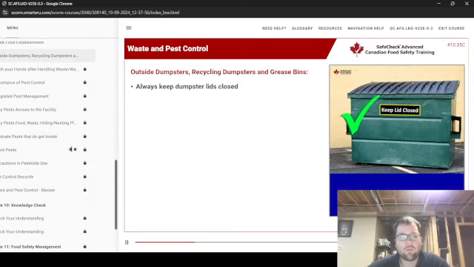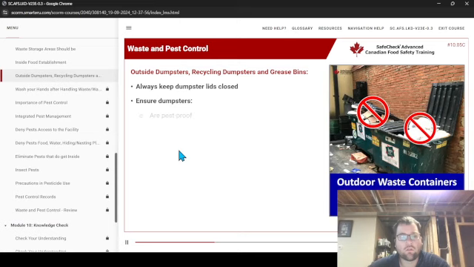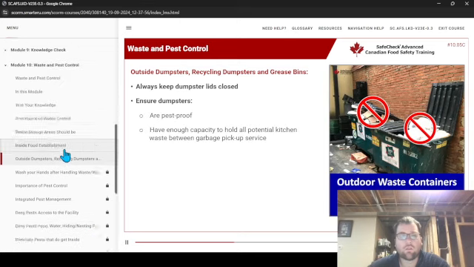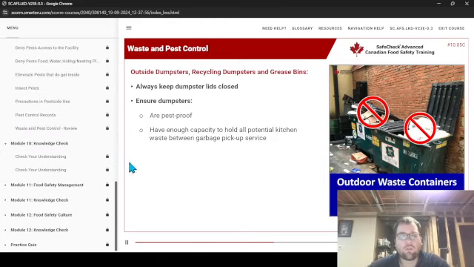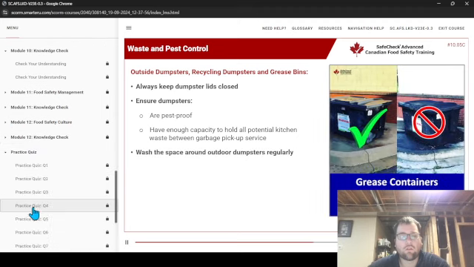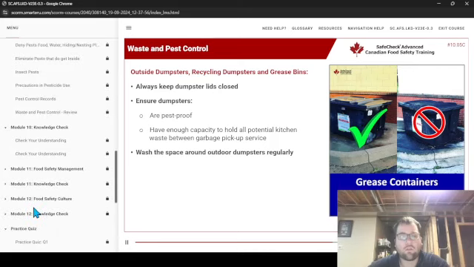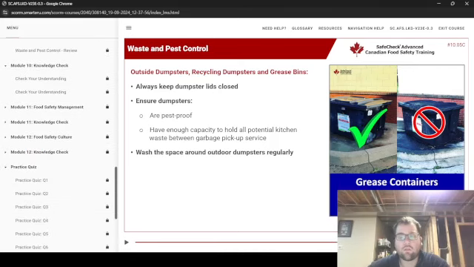Always keep dumpster lids closed. Ensure they are clean, pest-proof, and able to hold all potential waste from the kitchen between garbage pickup service days. These rules should also be followed for recycling dumpsters and grease bins. Wash the space around outdoor dumpsters to prevent grease and grime buildup on the ground. Doing this regularly.